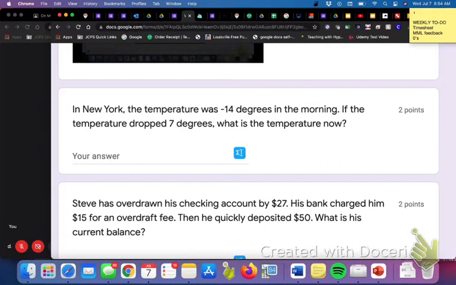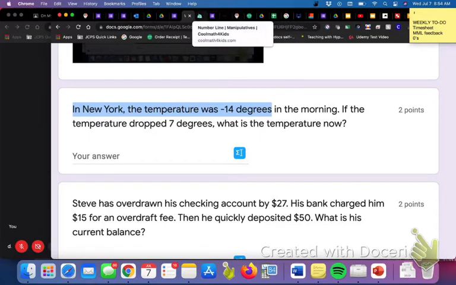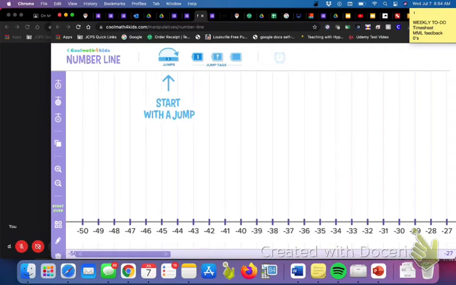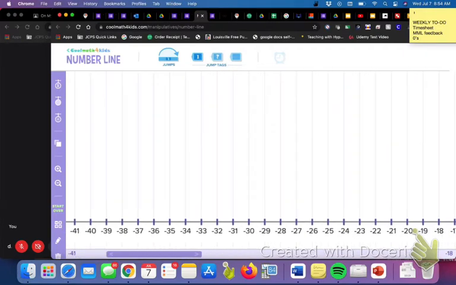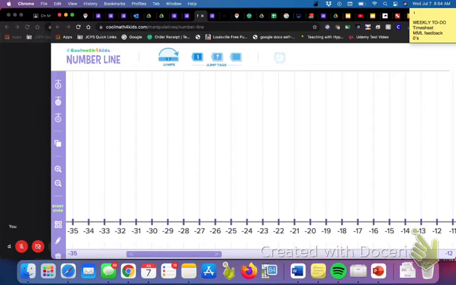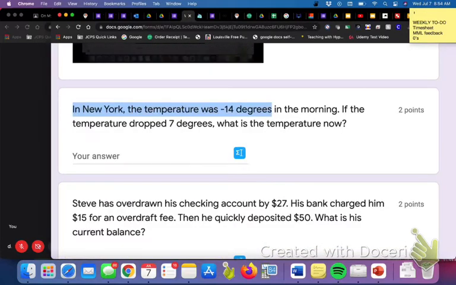So it says, in New York, the temperature was negative 14 degrees in the morning. So that means it's the morning, it started at negative 14 degrees. So I'm going to go to my number line, and I'm going to use my little scroll bar down here at the bottom to scroll until I see negative 14 appear on the number line. And I'm going to click the little tool here that lets me draw. So I'm going to click on that, select the pen, and so my starting point is going to be right here at negative 14 degrees. And it says if the temperature dropped 7 degrees, what is the temperature now?